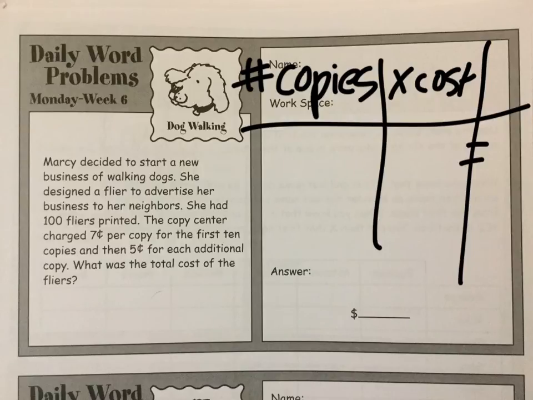Darcy decided to start a new business of walking dogs. She designed a flyer to advertise her business to her neighbors. She had 100 flyers printed. The copy center charged 7 cents per copy for the first 10 copies, and then 5 cents for each additional copy. What was the total cost of the flyers?